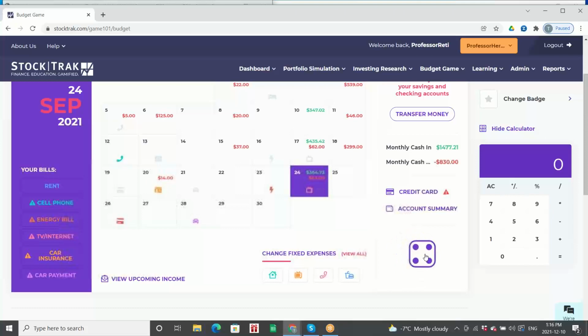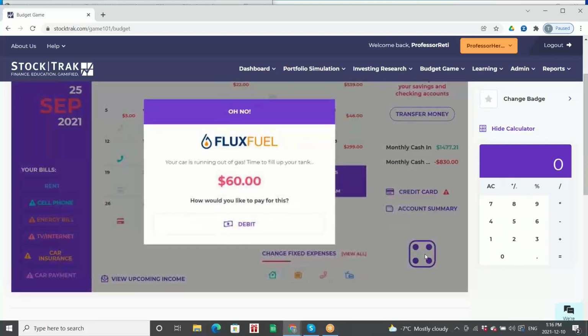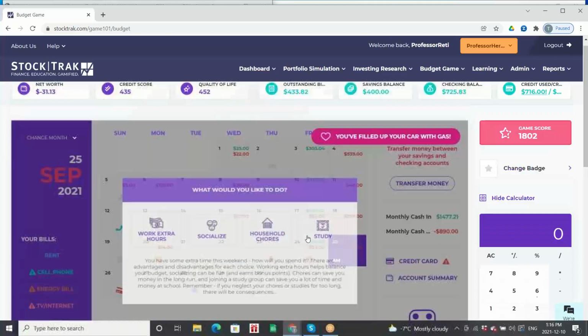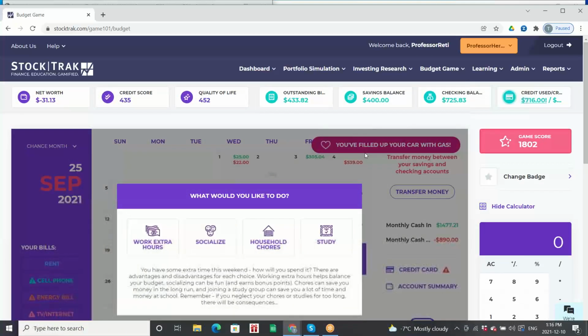So we'll just quickly spin the dice. Oh, great. Flux fuel. Your car is running out of gas. Time to fill up your tank. How would you like to pay for this? So this is one of these expenses that, you know, come up in real life. So we're going to use our debit card. So great. I've just filled up my car with gas. My checking balance has gone down.